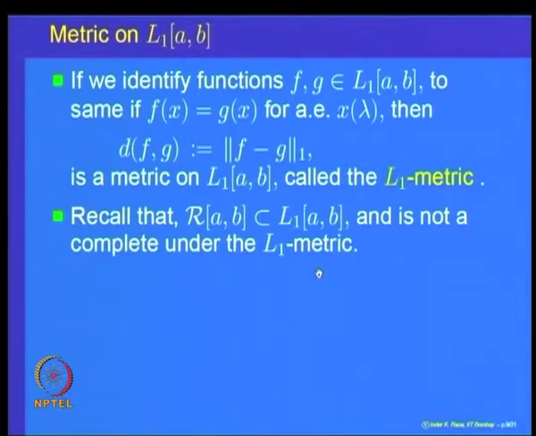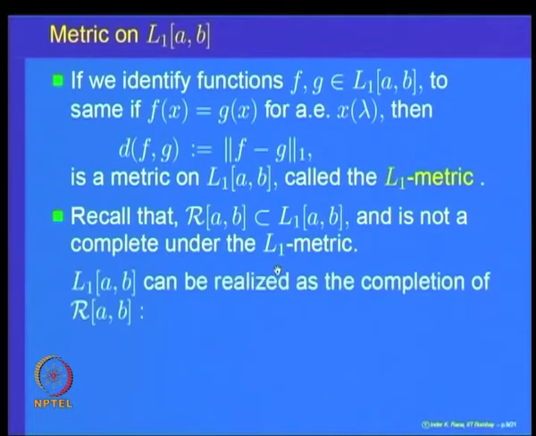So, that is an observation which you should read from that textbook already mentioned. And this was one of the defects of the Riemann integral that motivated the development of the Lebesgue integral, namely the space R[a,b] under the L1 metric is not a complete metric space.